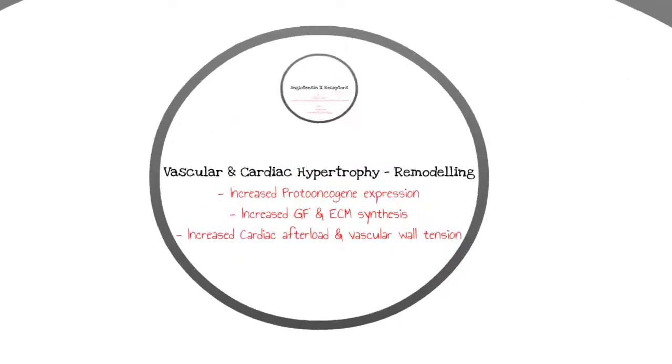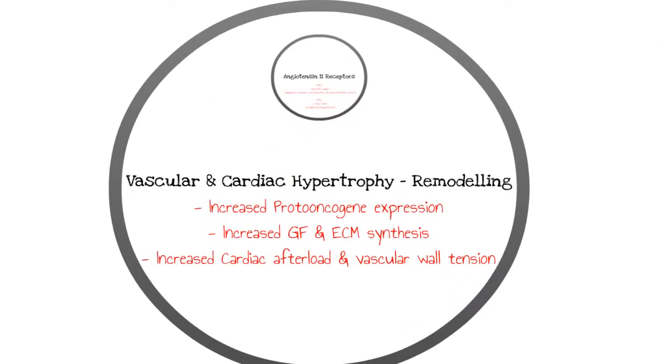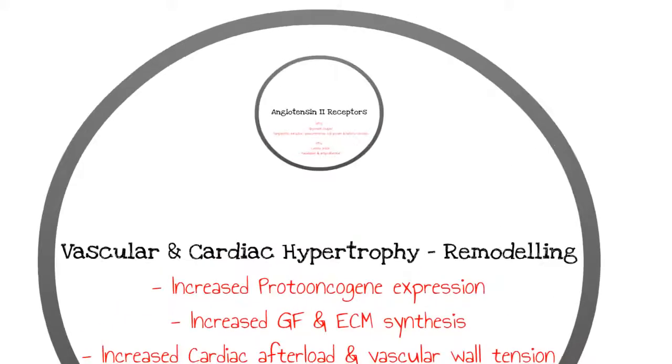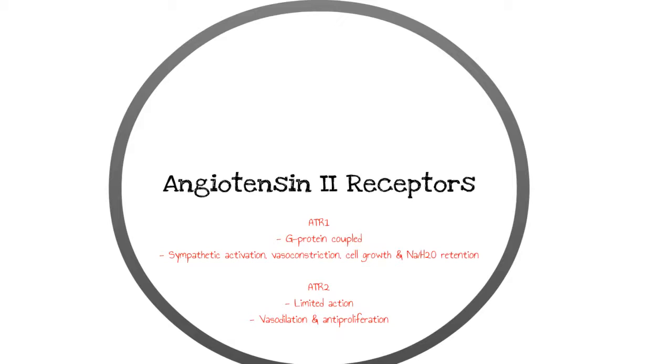And the third stage is vascular and cardiac hypertrophy and remodeling. This brings about an altered cardiovascular structure due to the fact that there is increased proto-oncogene expression, increased growth factor and ECM synthesis, and increased cardiac afterload and vascular wall tension. Now, after these three steps have occurred, the angiotensin II receptors, there are two of them.